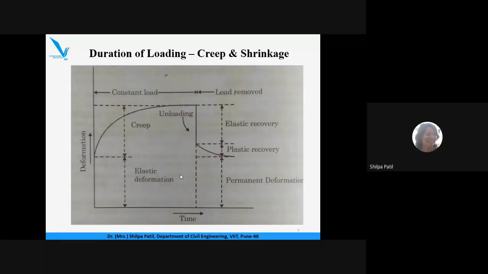Okay, so this is the diagram or curve of deformation versus time. Initially we have applied a certain load because of which there is a deformation. That deformation is termed as an elastic deformation.